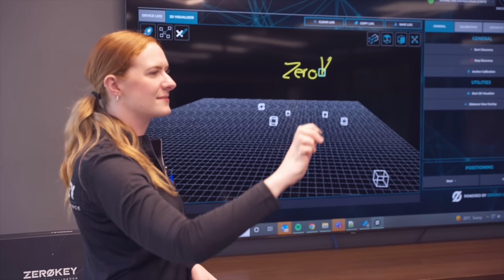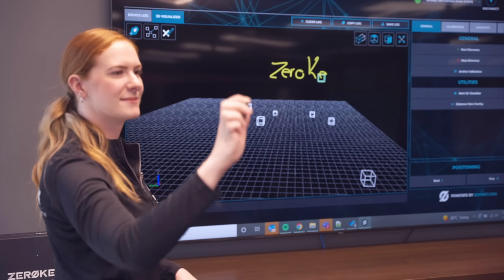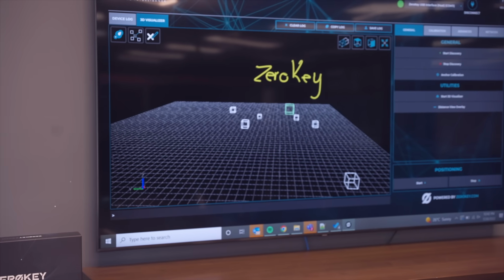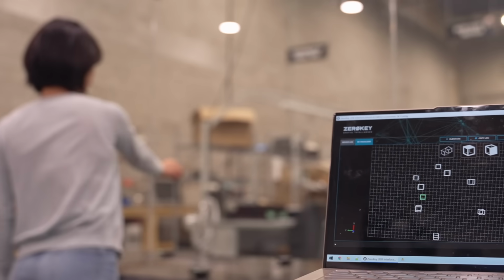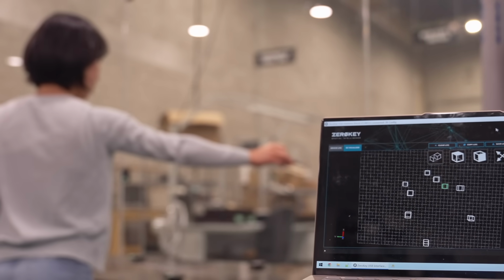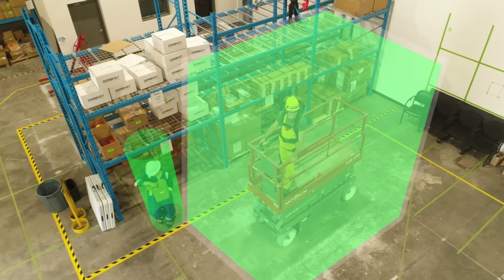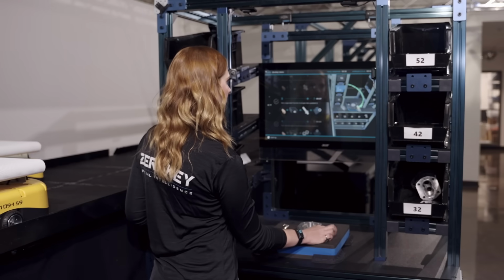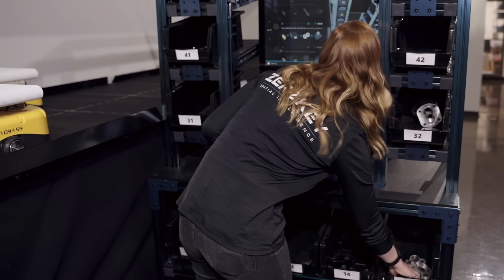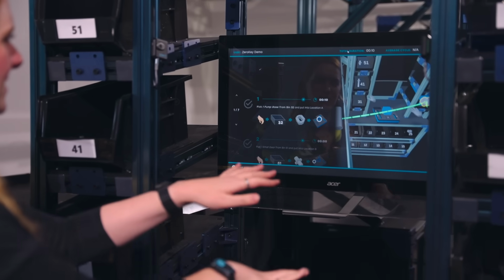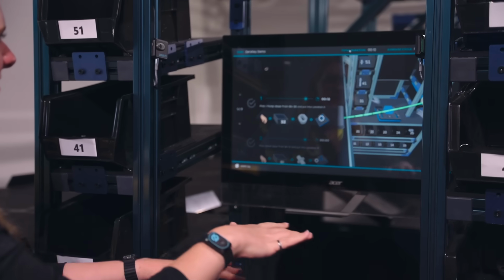ZeroKey's patented quantum RTLS technology is the world's most accurate, large-scale 3D real-time location system. It's the only indoor positioning solution that enables millimeter-accurate 3D localization of any asset to power real-time quality control of physical processes, task monitoring for just-in-time process control, ultra-high-fidelity digital twinning, and more.